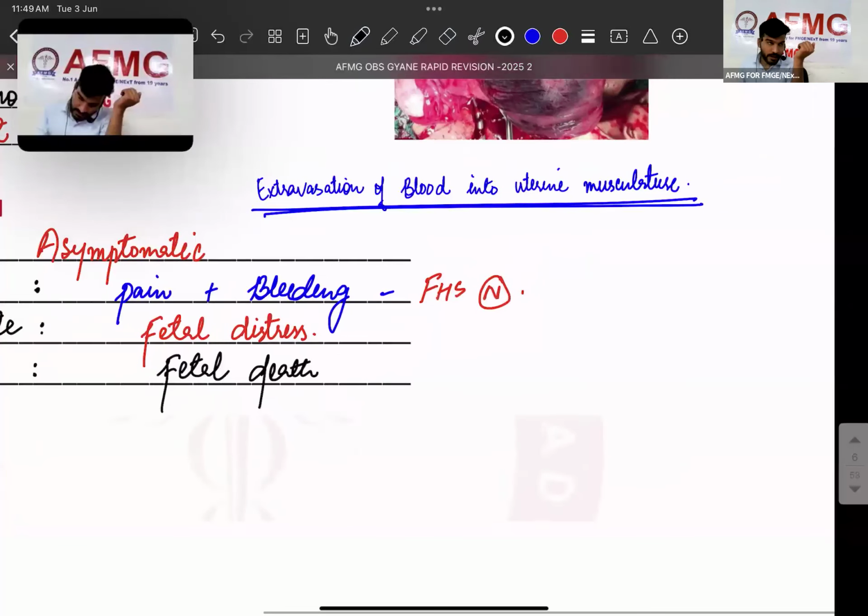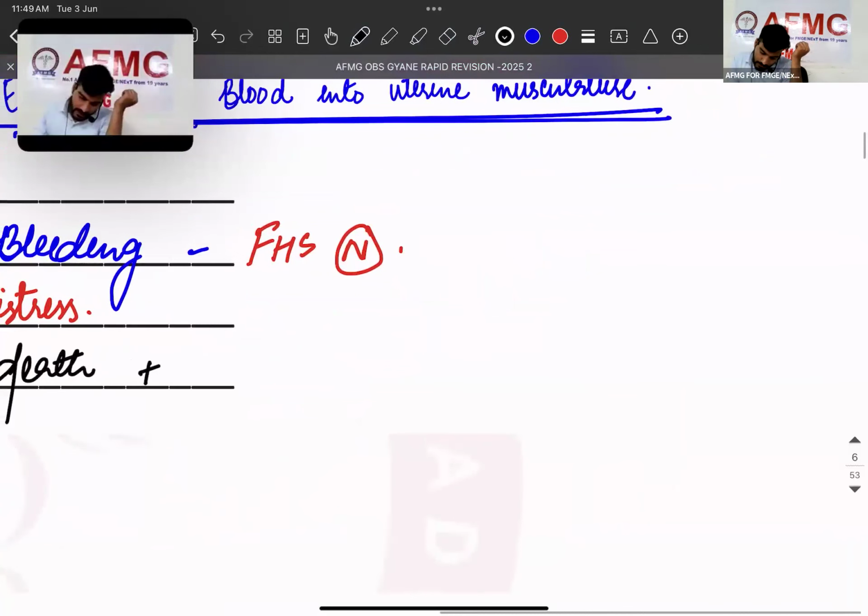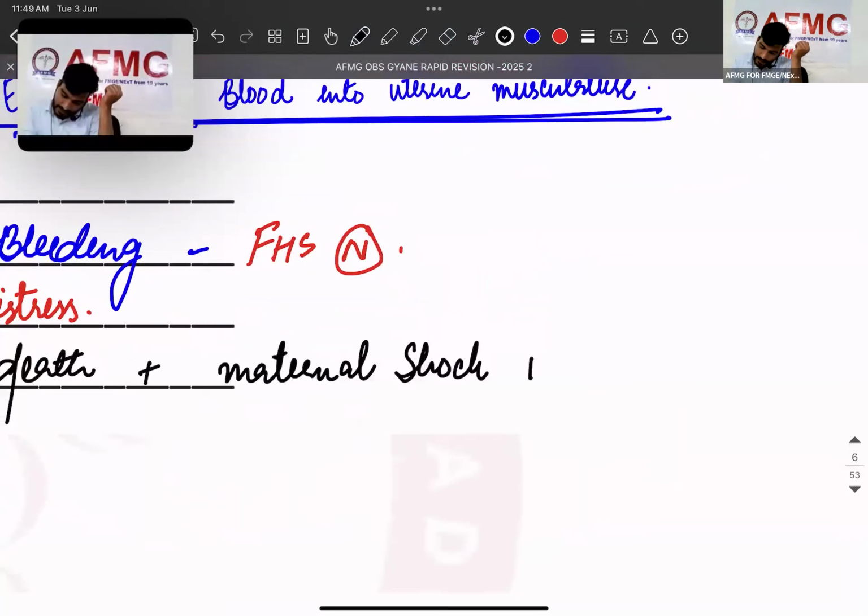Fetal death. Okay. When fetal death happens, that means the patient will bleed heavily. Yes or no? So what are you also suspecting? Maternal shock. Yes, so write fetal death plus maternal shock. And sir, pregnancy is a hypercoagulable state, so plus minus what can happen? DIC. What is DIC? Full form, disseminated intravascular coagulation, where clotting factors can be used up or reduced.